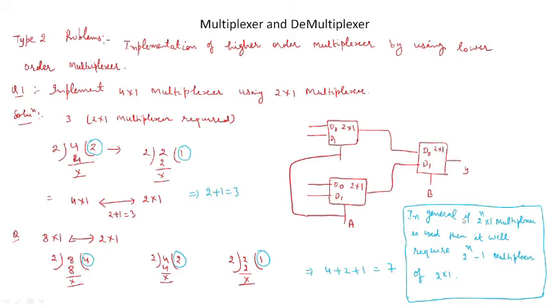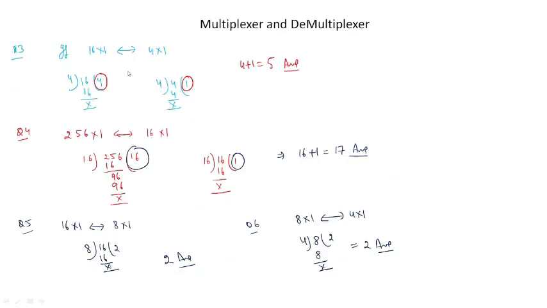So we can write in general, if a 2 to the power n by 1 multiplexer is used, then it will require 2 to the power n minus 1 multiplexers. Now if there is a 16 by 1 multiplexer and we have to construct it by 4 by 1 multiplexers, then we will divide 16 by 4, so it comes out to be 4. Now again we will divide 4 by 4, it comes out to be 1. When it comes to 1, then we stop. So here we will require 4 plus 1, 5 multiplexers of 4 by 1 order, to construct a 16 by 1 multiplexer.